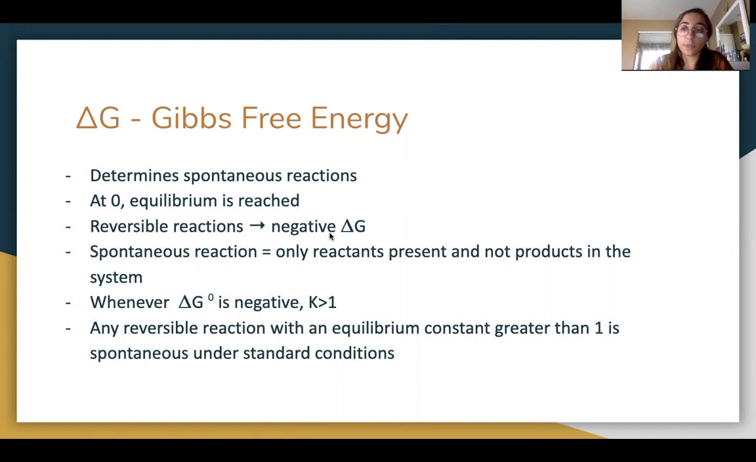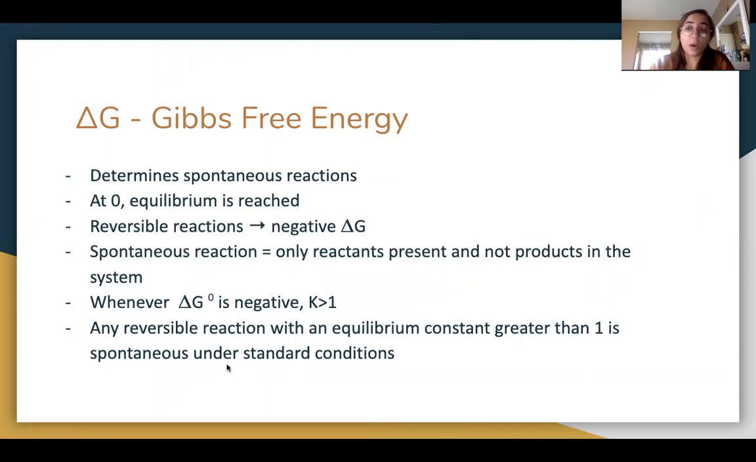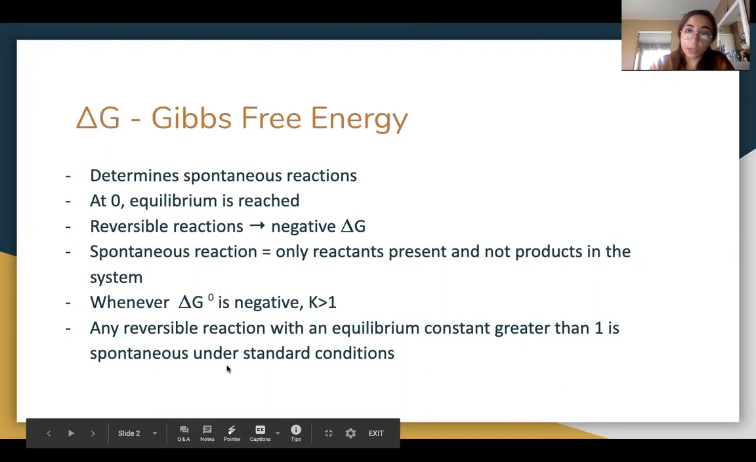We also have spontaneous reactions, which means that they will occur on their own only when we have reactants present and not enough products. So the reaction will be moving forward. And it's important to note the relationship between delta G and K. Whenever delta G of a reaction is negative, the equilibrium constant is greater than 1. Any reversible reaction with an equilibrium constant greater than 1 is spontaneous under standard conditions. So again, this is just another way of saying if we have K greater than 1 and delta G is negative, that means that the reaction is spontaneous.